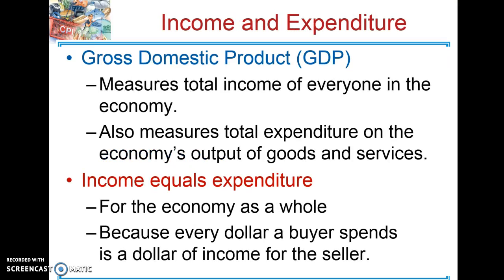Gross domestic product measures the total income of everyone in the economy. It also measures total expenditure on the economy's output of goods and services. Income equals expenditure for the economy as a whole, because every dollar a buyer spends is a dollar of income for the seller.